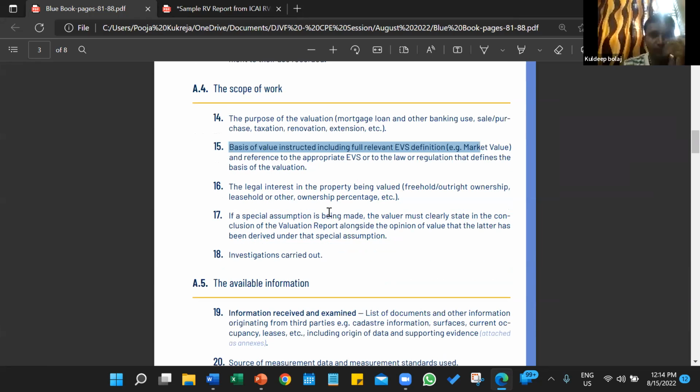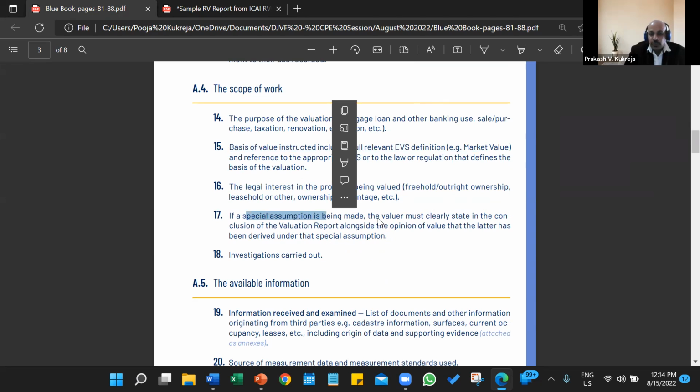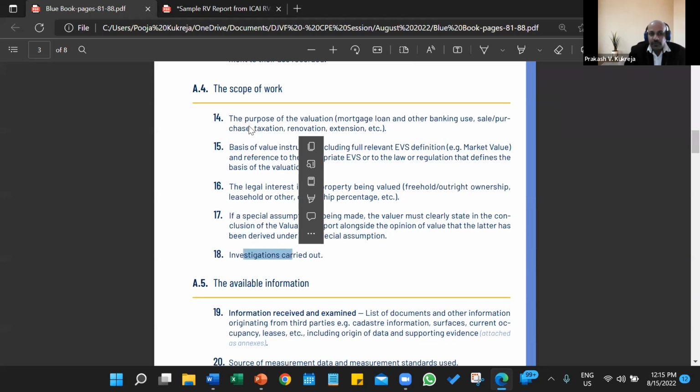Okay. The fair market value. The next is the legal interest in the property being valued, right? Basically, whether it's freehold land, outright ownership, or whether special assumptions are being made. Whatever assumptions the valuer is going to make, any specific or special assumption, should also be highlighted as part of the scope of work and investigation carried out.